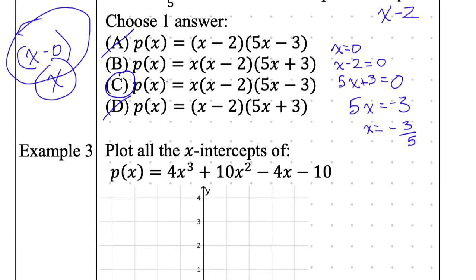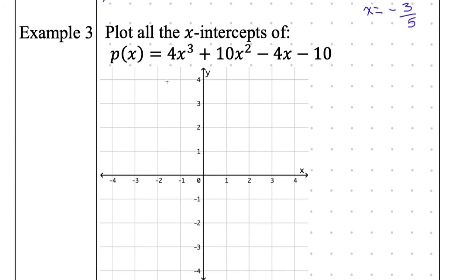All right, we're on to example number 3. I need to plot all the x-intercepts of that polynomial. It is not in factored form, which means I need to factor it. So when I have 4 terms, Leo's not here, he's our resident expert, but there's a lot of you that are really, really good now at factoring polynomials that have 4 terms in them. Does anyone remember the procedure or the name of the method that we use in order to factor this thing?